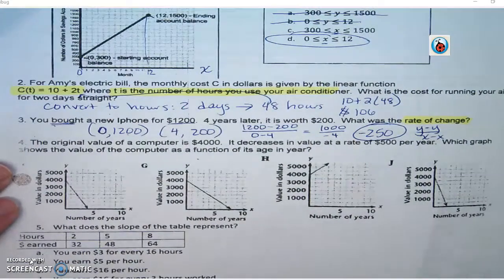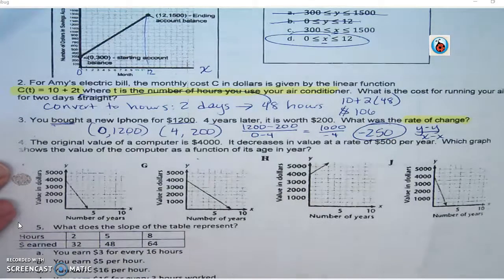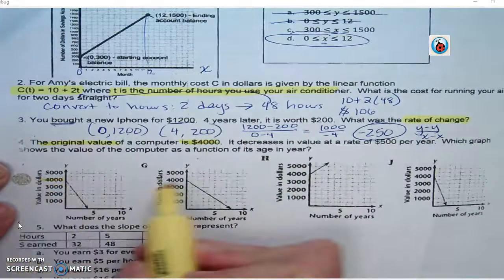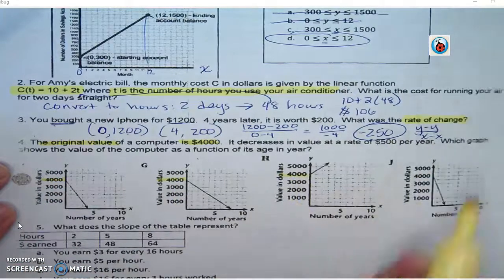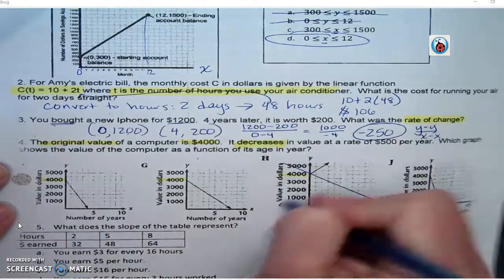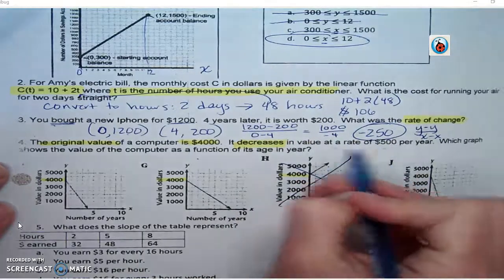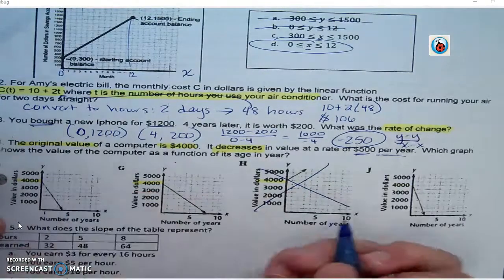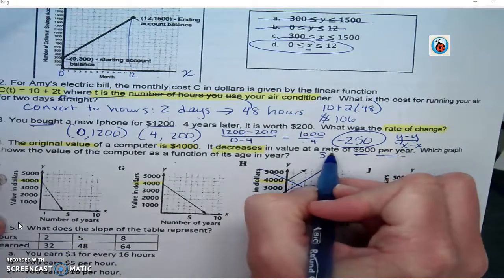Number 4, the original value of a computer is $4,000. It decreases in value at a rate of 500 per year. Which graph shows the value of the computer as a function of its age in years? So the original value is 4,000. So it needs to start at 4,000, but they all do. Then it decreases. So we can go ahead and mark out H. It can't be H. It decreases 500 per year. So if I go to 1 year, I should be down to 3,500.